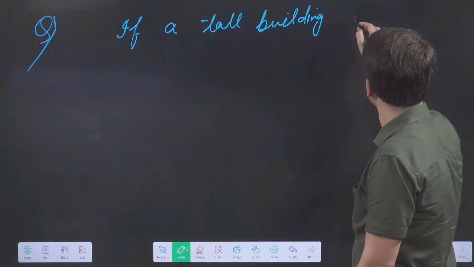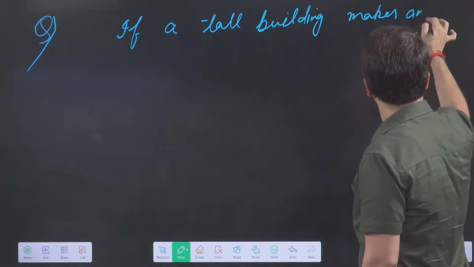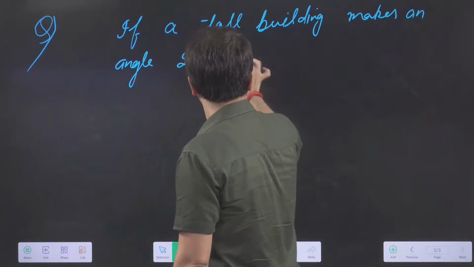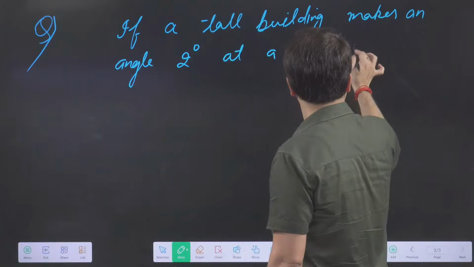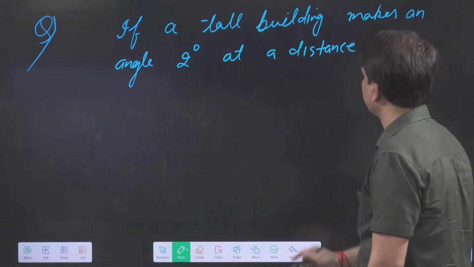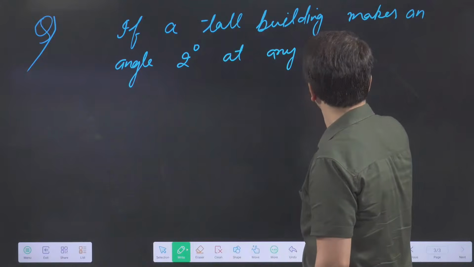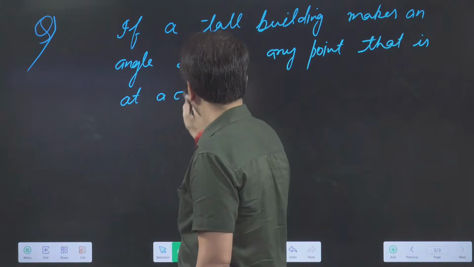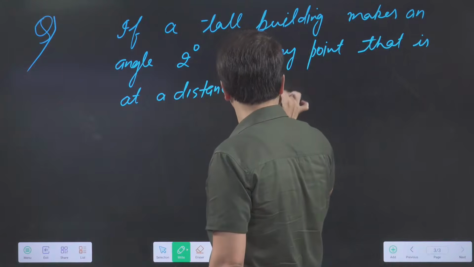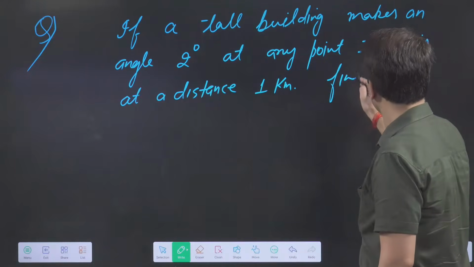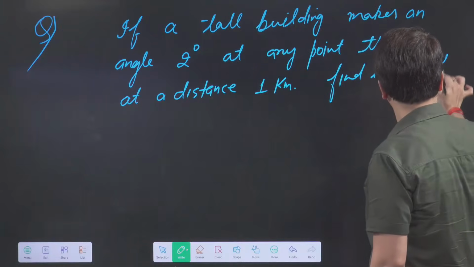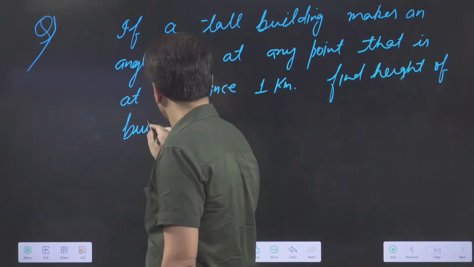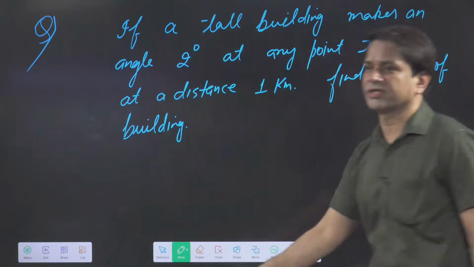If a tall building makes an angle of 2 degrees at a distance of 1 kilometer, at any point that is at that distance, find the height of the building. So first you will say the answer, after that I'll explain.